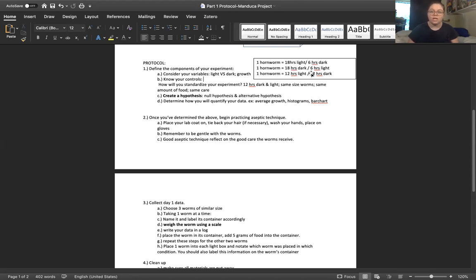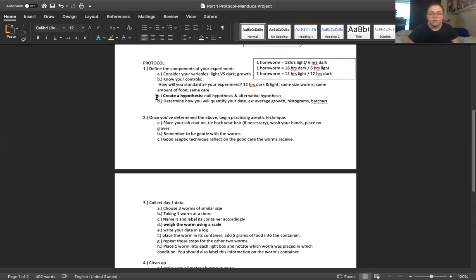If you're going to claim that the light worm, the worm that was held in the more light activity, right? If you're going to claim that it was growing bigger than the other worms, you need to relate it back to the control worm. The light worm was larger than the control, meaning that the light grew faster due to its more light hours of activity, right?